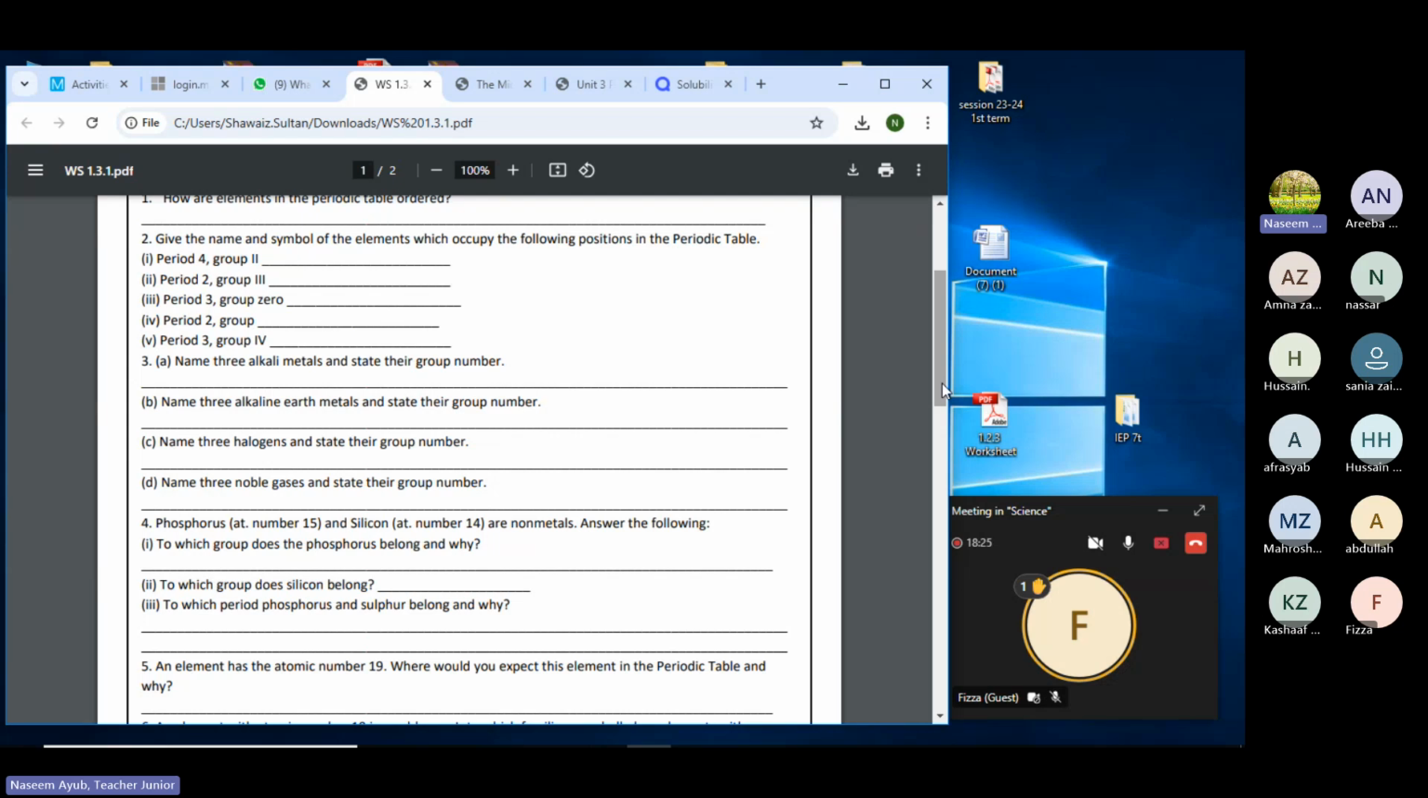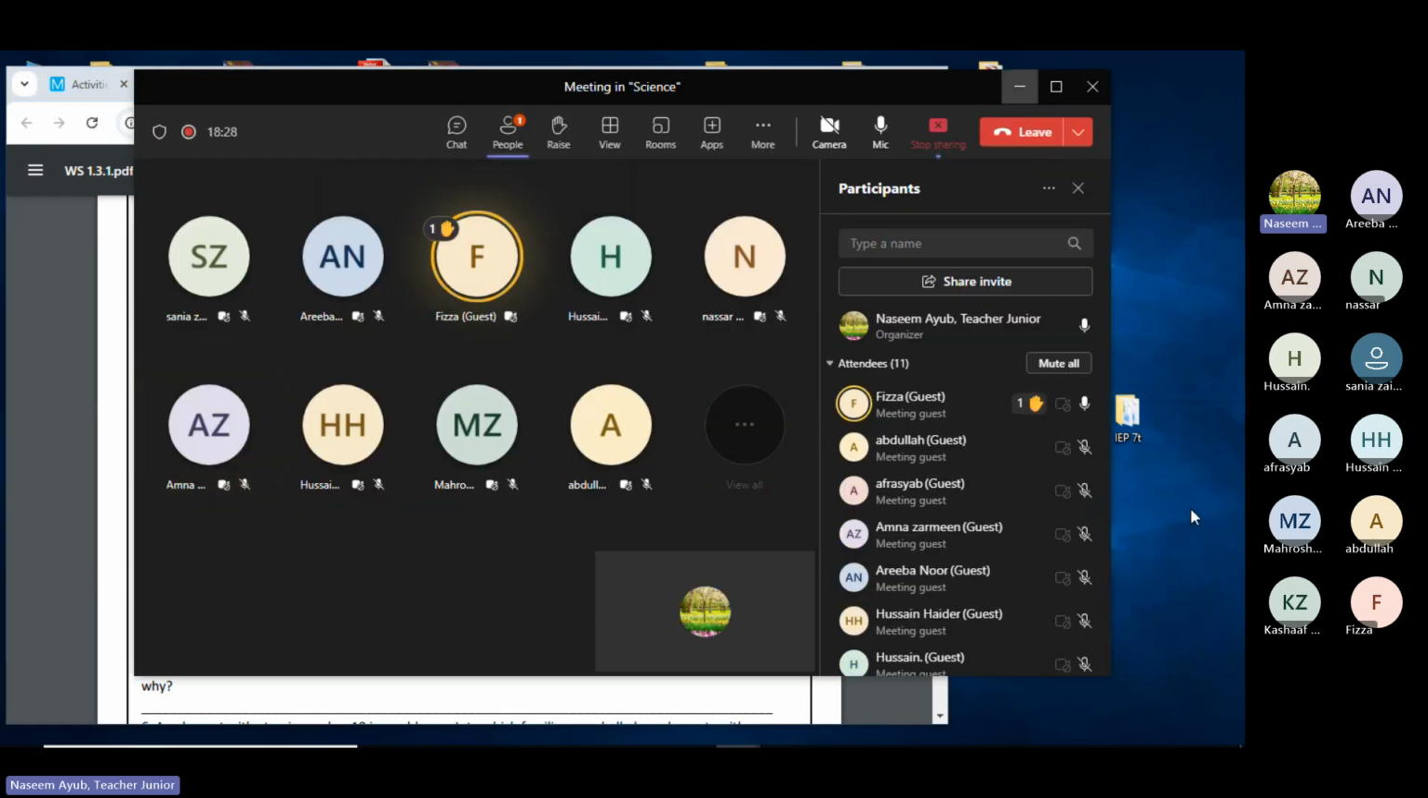Yes, Fiza, again you are raising hand. You want to share? Yes, beta, you can share. Ma'am, alkaline earth metals are in group two. Do we have to tell any three? Yes, you should tell any three. Ma'am, beryllium, magnesium, and calcium.